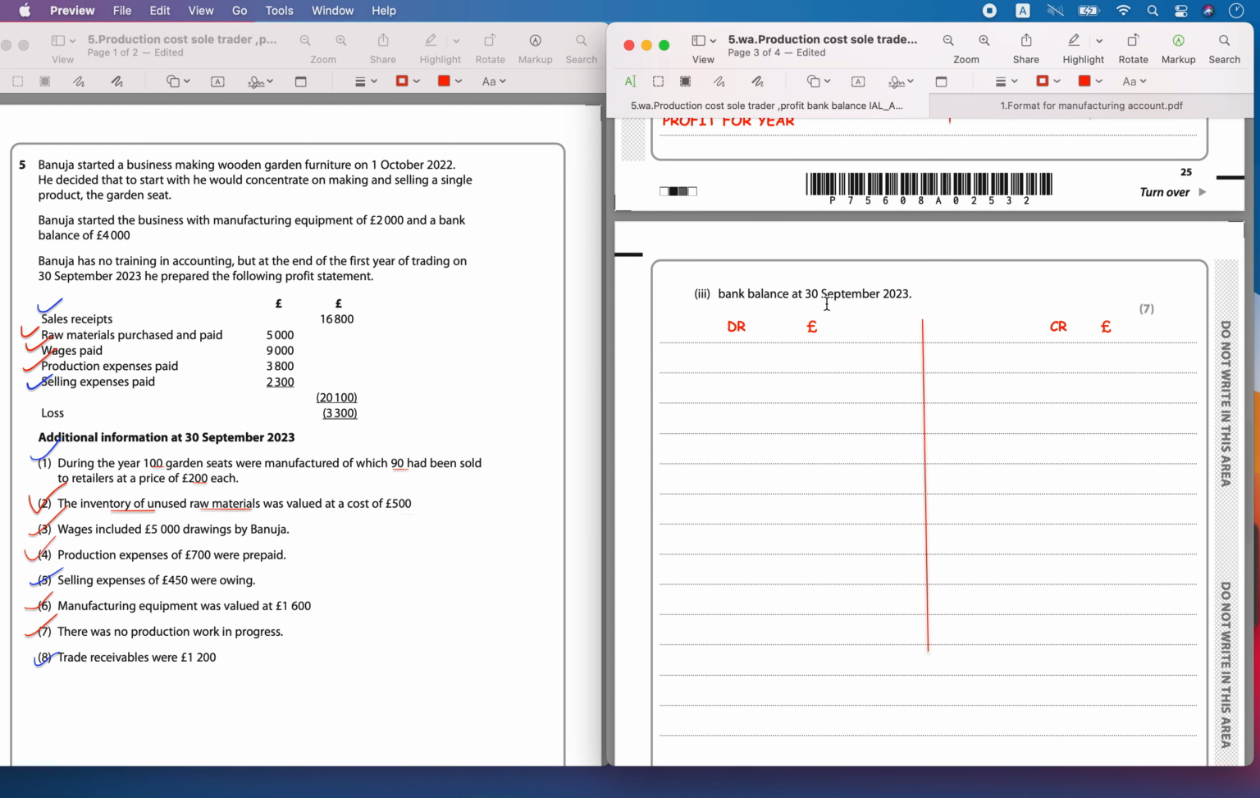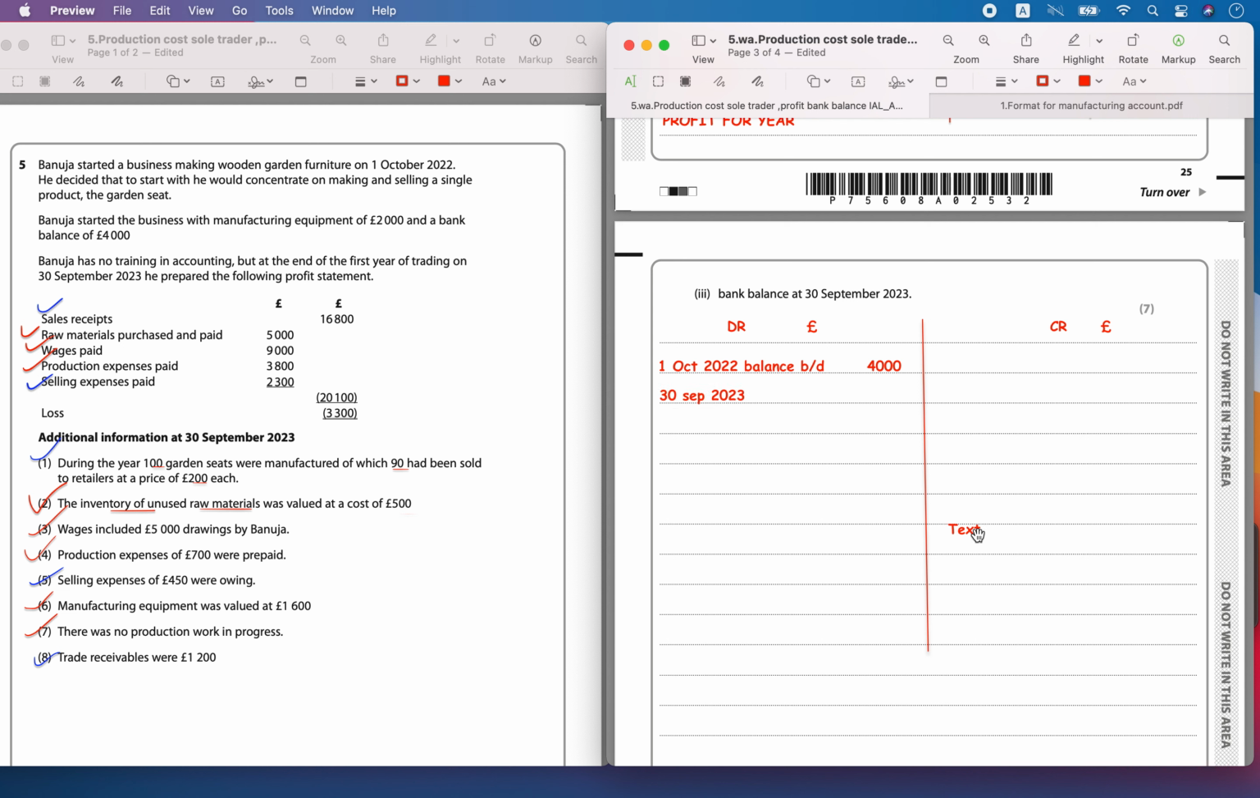Next one is calculate the bank balance at 30th September 2023. Here we can see that he started off with a bank balance of 4,000. So let's write here on 1st October 2022, the balance brought down in his account was around 4,000. Then he got a sales receipt of 16,800 on 30th September 2023.